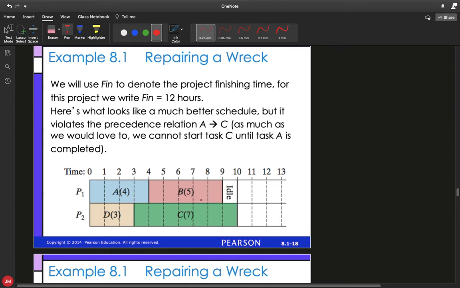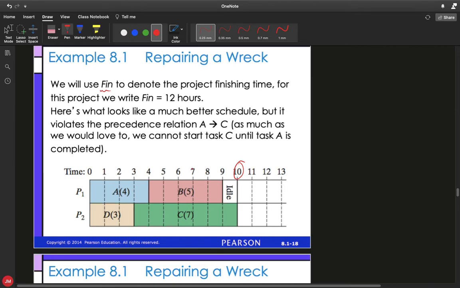Much better in this scenario, right? We went from 12 hours of completion now down to 10 hours where it's going to be completed. We'll use this notation FIN to denote our finishing time. Obviously, for the first project, we had a 12-hour completion. Here is what it looks like.